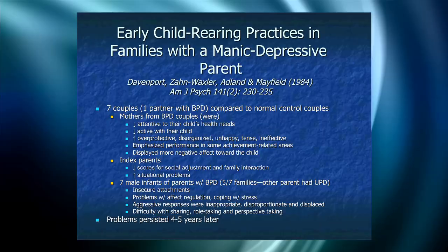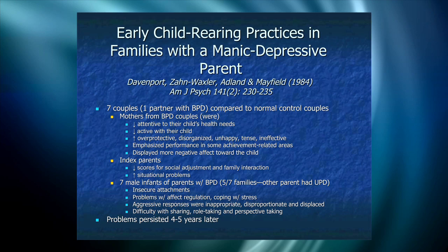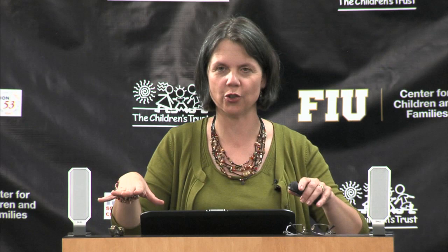This was a really fascinating, in-depth kind of study that's hard to do today, back in 1984 when it was a little easier to get funding. So this was in the intramural branch of NIMH. They had seven couples. One partner had bipolar disorder, and they compared them to normal control couples. They had apartments where you could come and live at NIMH for a long period of time and have all kinds of incredible in-depth observation. It just makes a researcher's heart go pitter-pat.